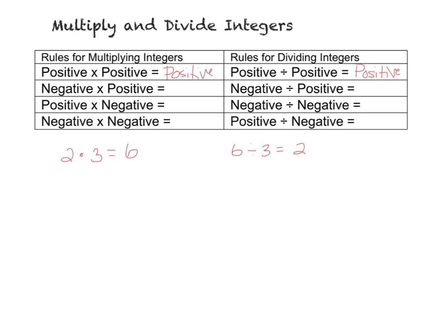Alright, our next one is a negative times a positive. So we have a negative number times a positive number. So you borrow $2. You're borrowing $2 3 times. You're obviously going to be in the hole $6. So a negative times a positive is a negative.